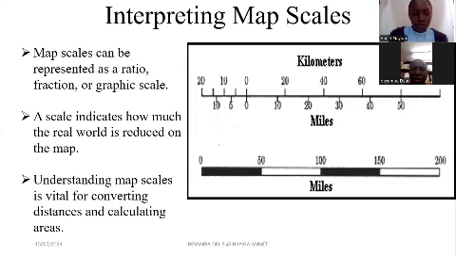Now we can talk about how understanding map scales is vital for converting distances and calculating areas. So they are mostly about the areas of the maps. So representing the big area on the piece of paper is done by scales. Are we together? Yes.